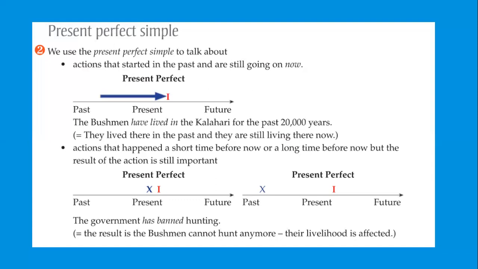So here what is given? The things which have already happened in the past or a long time before, but still the result of the action is important. Okay. So if the Bushmen cannot hunt there, we are not sure, right? Their livelihood will be affected with that. So here we will use present perfect tense because its result is uncertain.